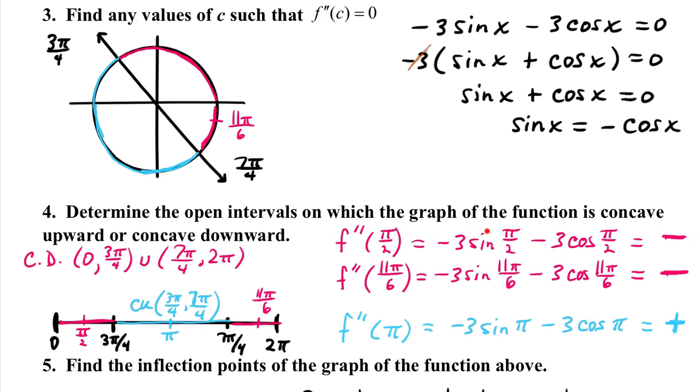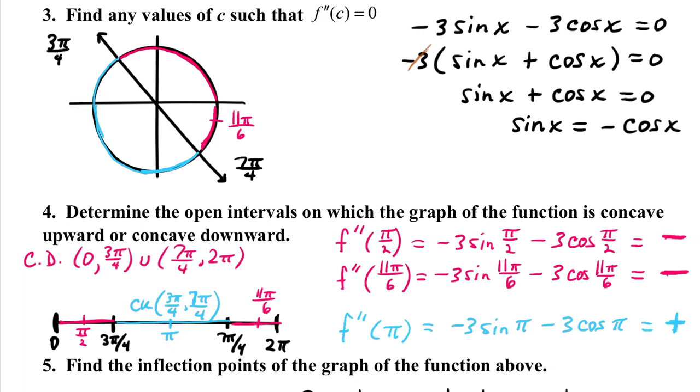you get negative 3 sine pi over 2 minus 3 cosine pi over 2, and that goes back up here to the second derivative. This comes out to negative. Now, if you're looking for an exact value, it's negative 3. Between the critical numbers, that would be between 3 pi over 4 and 7 pi over 4. You guys recommended pi. That was a good selection.